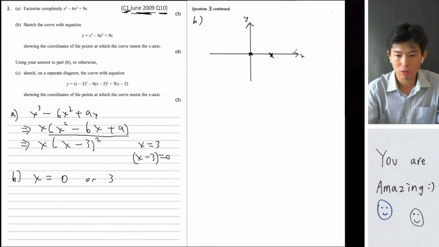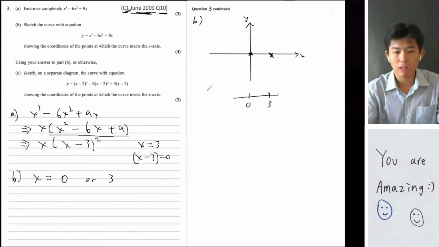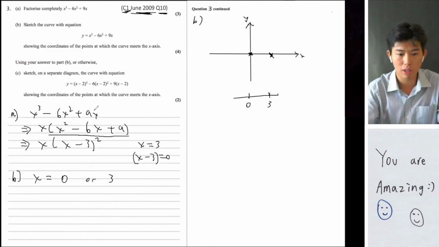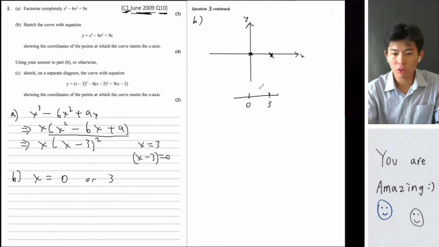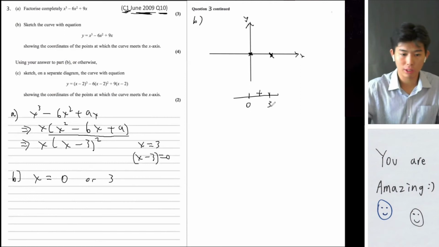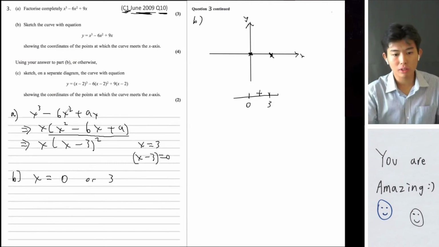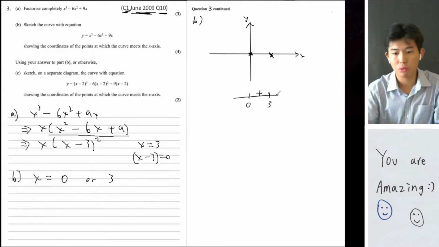So if I copy the x-axis downwards, this one will be 0 and 3. Now we have to substitute any value between 0 and 3, let's say 1. If we substitute 1 into this equation, we'll get 4. So 4 would be positive. And if we put any number greater than 3, let's say 5, then 5 cubed minus 6 times 5 squared plus 9 times 5 would be 20. And 20 is a positive value, so I will just put positive here.